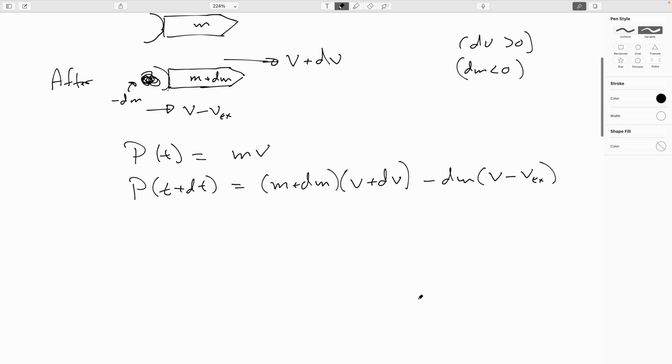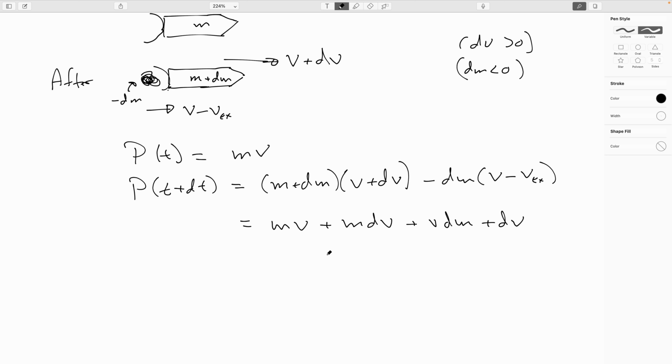So being good physicists here, what we'll do is we'll say when in doubt, expand it out. So we'll FOIL this. This is going to give me mv plus mdv, do the outer. Inner, dm times v, but I'll rewrite that as v times dm. And then finally, dm times dv. That's that one.